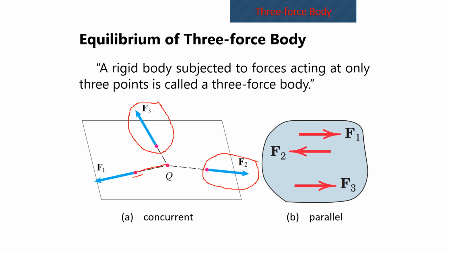Now, if F3 and F2 are parallel, they would not meet. The two lines would not meet. It means that F1 is also parallel to F2 and F3. Okay?